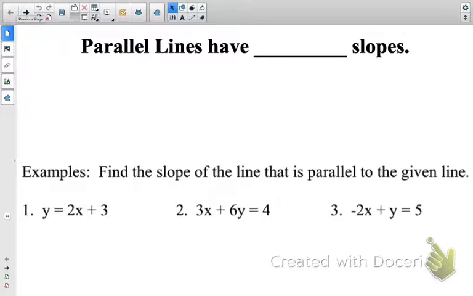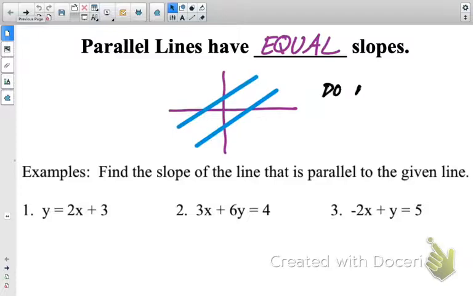So parallel and perpendicular lines are two special pairs of lines. We'll start with parallel. Parallel lines have equal slopes. What this means is if they both have the same slope and different y-intercepts, because they have to be different lines, they are never going to intersect.